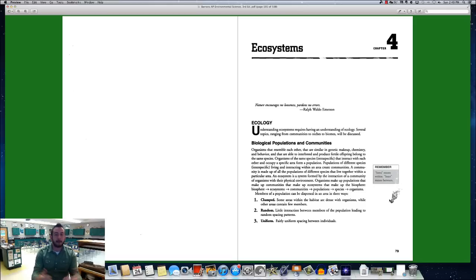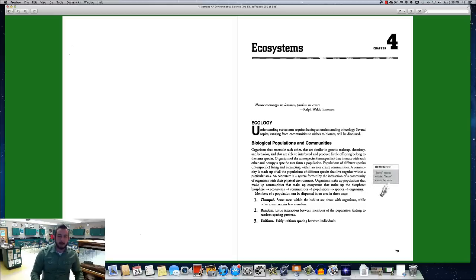A community is made up of all the populations of different species that live together within a given area. And an ecosystem is formed from many communities living in a given area with their physical environments. Then organisms make up populations, going into smaller scale, which help make up communities, etc. So here's the hierarchy of it all. We start at the biosphere, which is pretty much all the living things in a given area. Then we go a little more specific to ecosystems, then communities, smaller than ecosystems, then populations, smaller than communities, and then species, and within a species you have actual organisms.